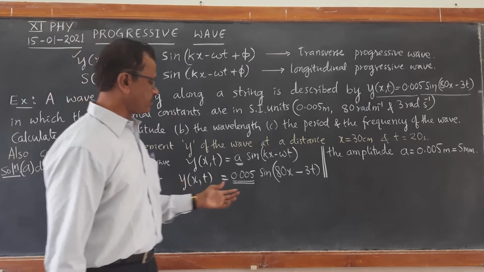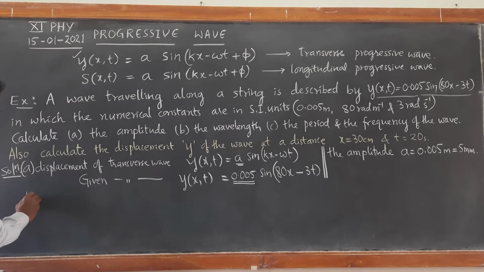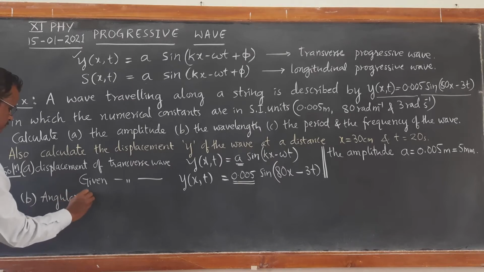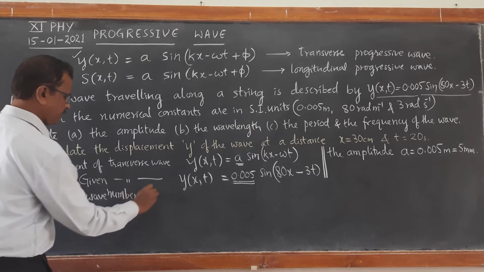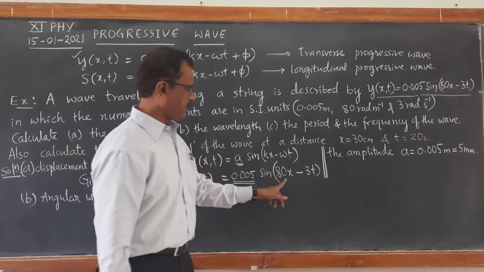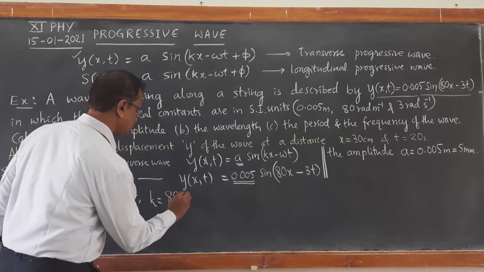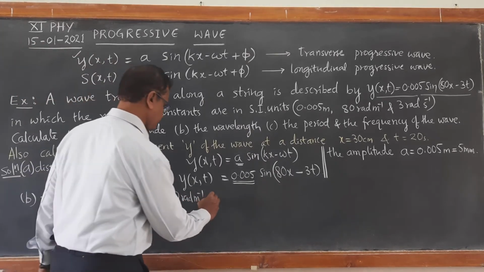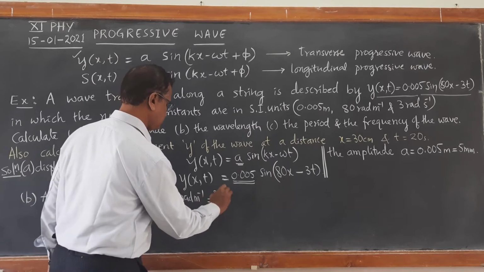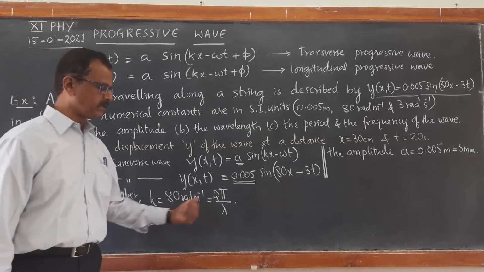Second one is the wavelength. Wavelength can be obtained from this angular wave number. So I am writing now B. From the given equation, angular wave number k is equal to 80 radian per meter, which we also know from the previous discussion that angular wave number is 2 pi by lambda. Therefore, from this we can readily calculate the wavelength.